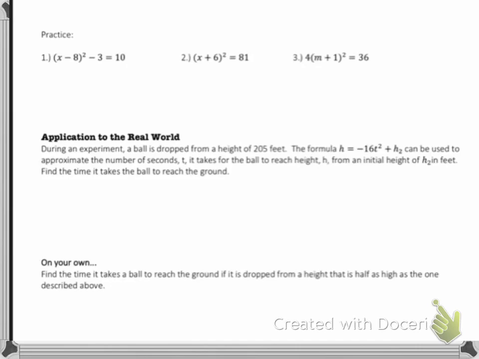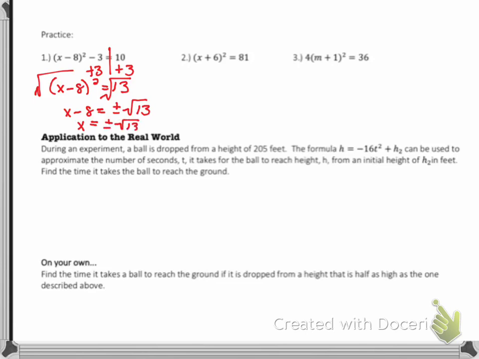Okay, so in number 1, you would need to start by adding 3 to both sides. And so you're left with x minus 8 squared is equal to 13. Then you would want to go ahead and square root both sides, and you're left with x minus 8 is equal to positive or negative square root of 13. And I can't simplify that at all. So then I would go ahead and add 8 to both sides, and so your answer could be positive or negative square root of 13 plus 8.